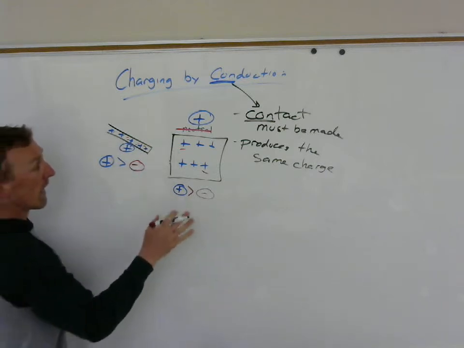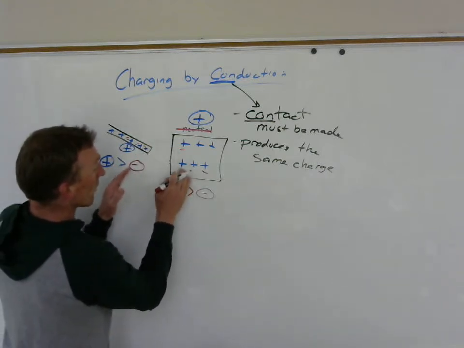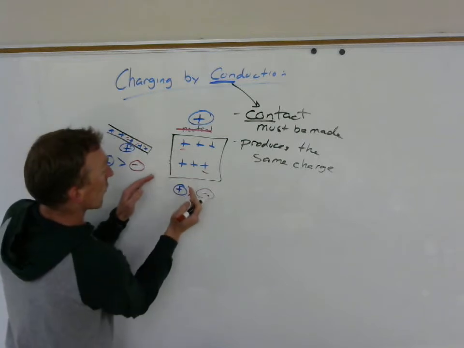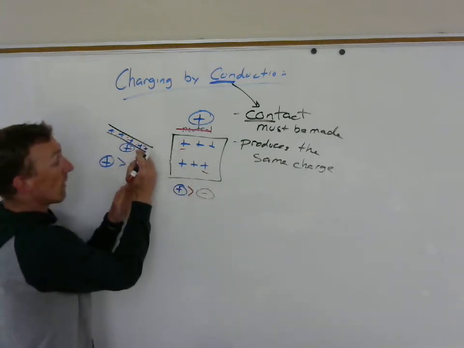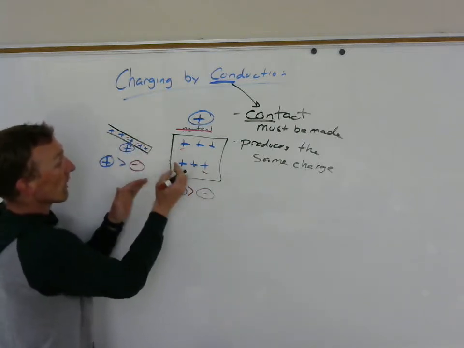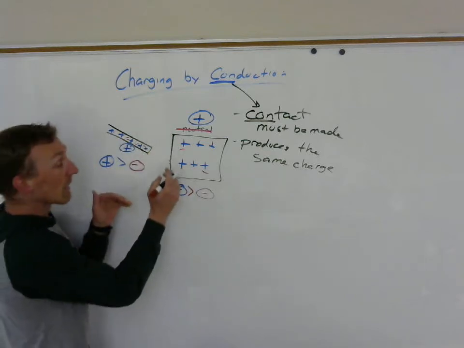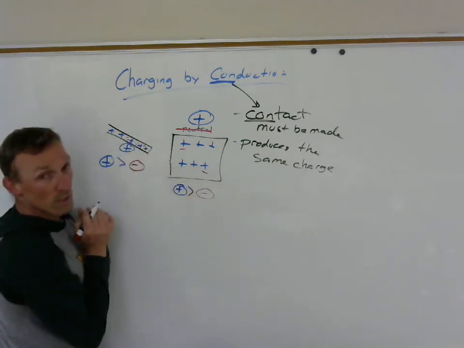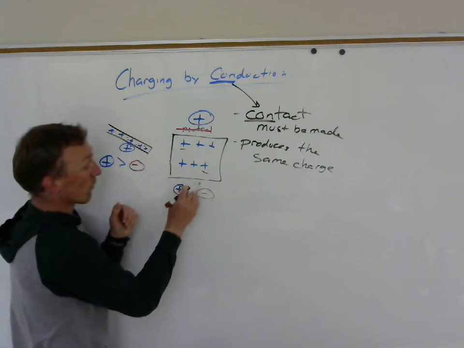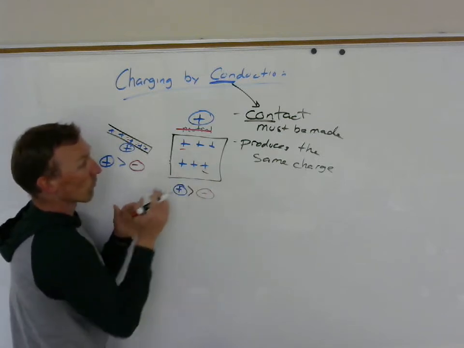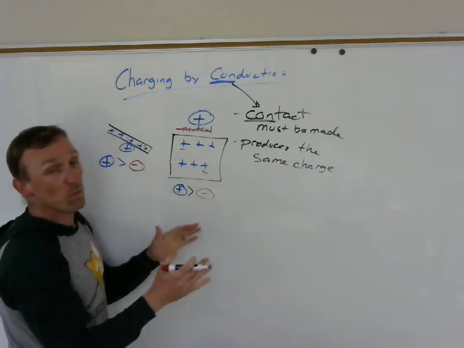So just, again, a recap. Positive, neutral, it makes contact. The negative charges are attracted to the positive overall charge of the rod, and those electrons move from the neutral object into the rod, leaving the neutral object with more positive charges than negative, and an overall positive charge. The electrons are what move.